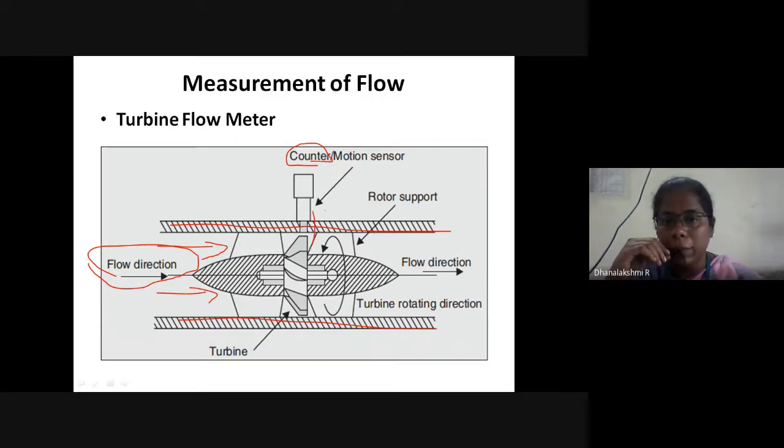But now, as the turbine starts rotating, the magnet is also rotating along with it, and a rotating magnetic field is created. Nearby, we have a pickup coil. This rotating magnetic field will induce an EMF, producing an electric pulse, and this electric pulse is given to the counter.